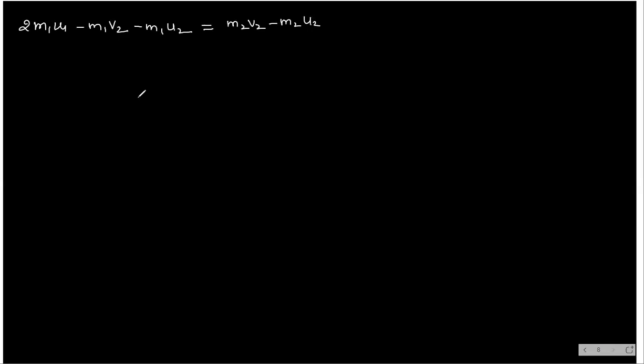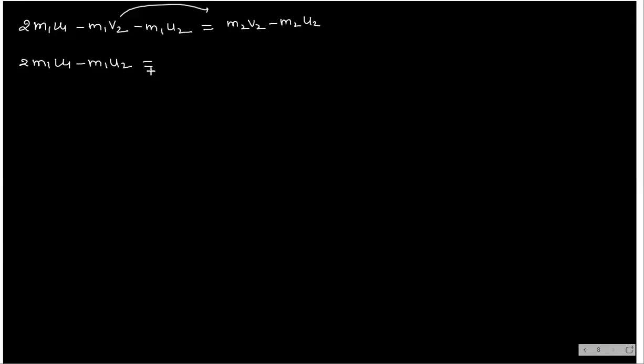Now, what we got, you see? 2M1 U1. And if I take U2 common from this, 2M1 U1, and this V2 I am transferring here now. Minus M1 U2. This term I am transferring here. Okay. 2M1 U1 minus M1 U2. And this is equal to, or this term I will transfer here. Which one? This M2 U2.